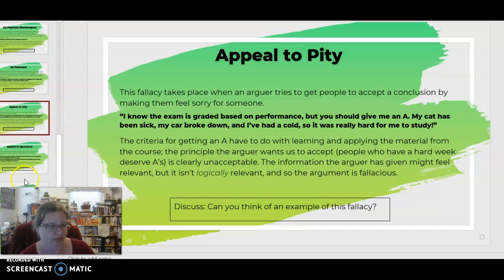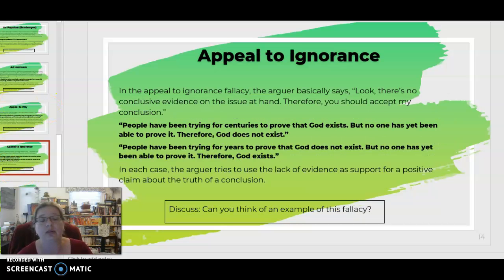Appeal to ignorance is essentially saying, because there's no conclusive evidence on this topic, you should believe that what I say is true.